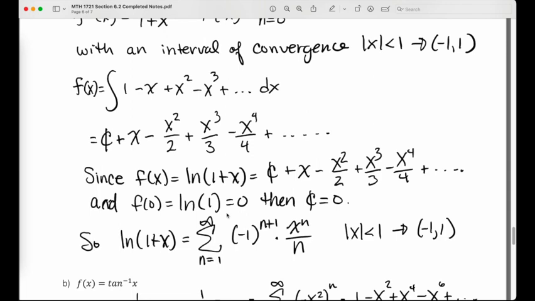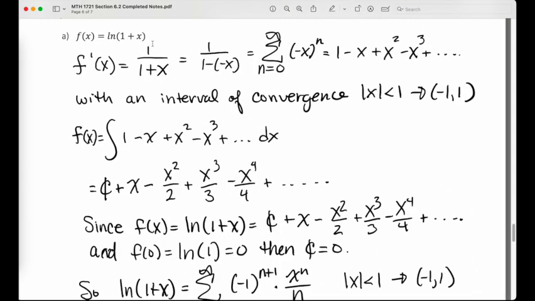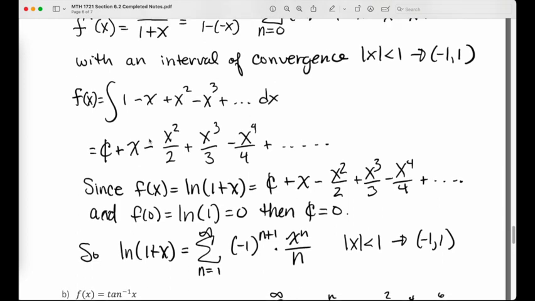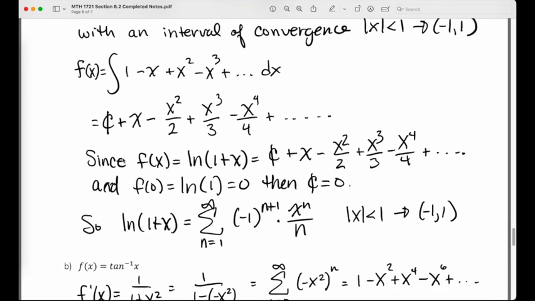Now, to figure out what our c is, I know that when I plug in 0, I get out 0. F of 0 is 0 because the natural log of 1 is 0. So if I plug in 0 for x and I get out 0, then this constant here would have to be 0, because if I plug in 0 for all these x's and I get out 0, this constant has to be 0. So we just found a power series for the natural log of 1 plus x by using our knowledge of the derivative and integrating it, finding the value of our constant.